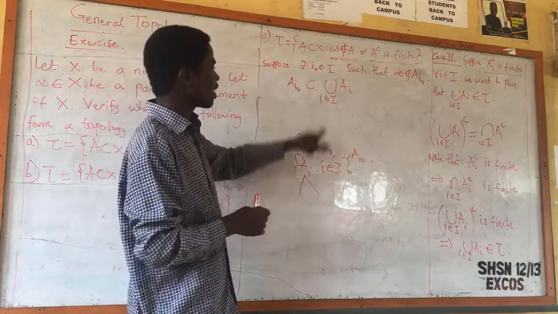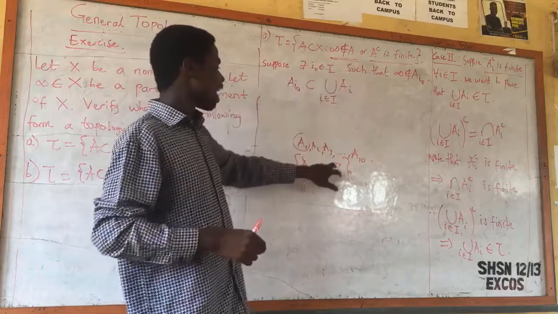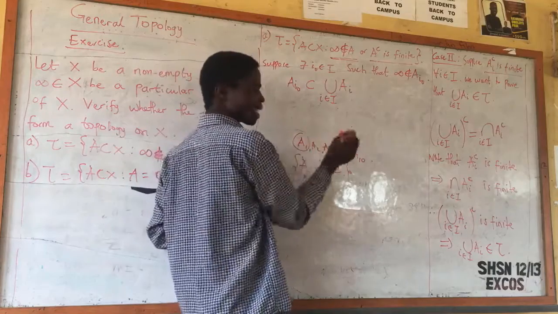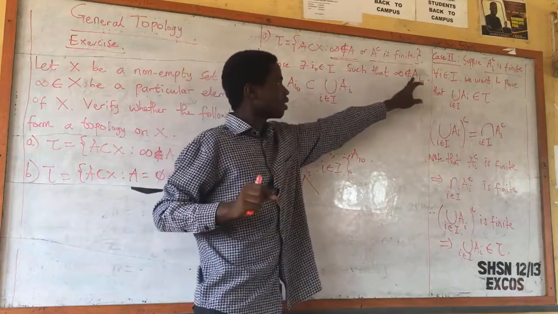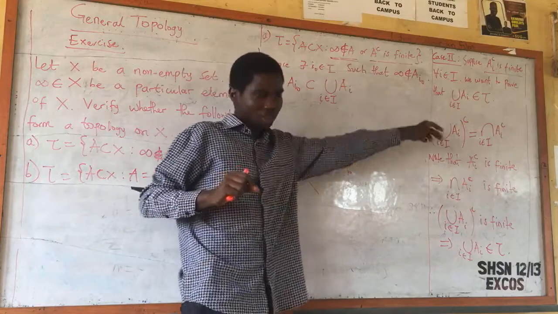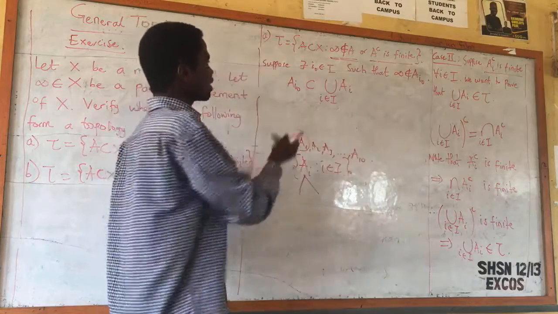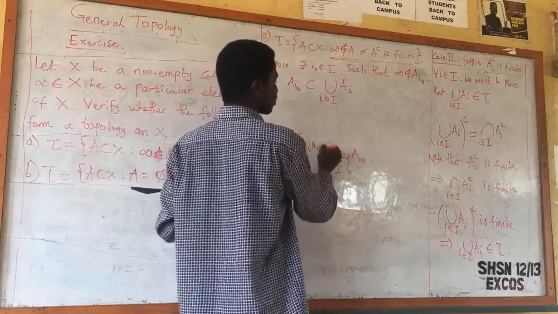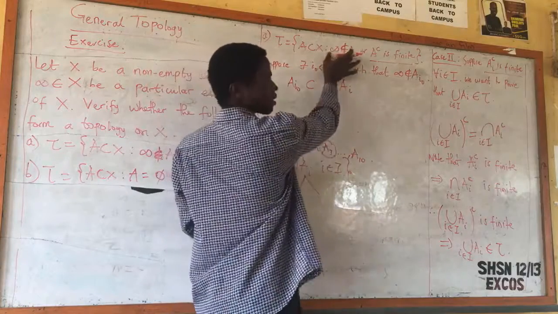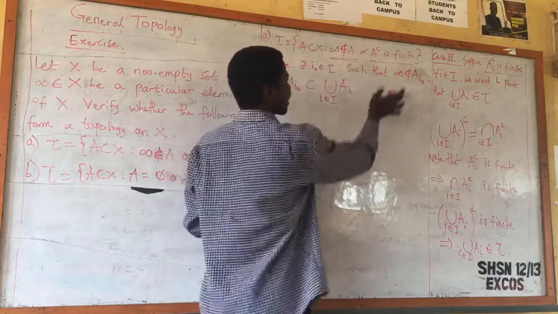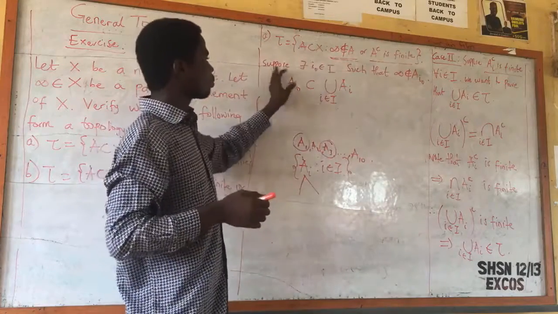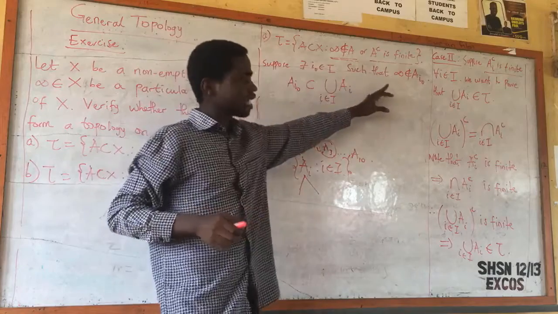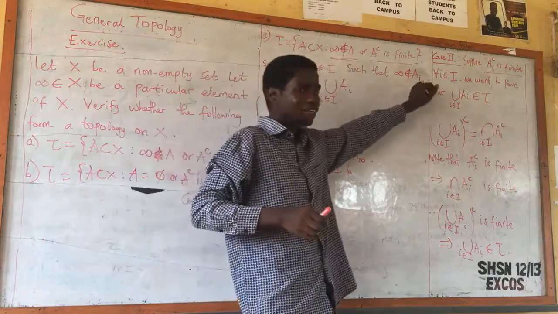Suppose there is this I naught in I. This I naught means a particular set I naught in I, so that infinity does not belong to AI naught. What that one is saying is that this I naught might be 3, maybe A3. Suppose A3 satisfies this one and the others satisfy this. So that's what I want to do now. Suppose here this I naught in I, so that infinity does not belong to AI naught.